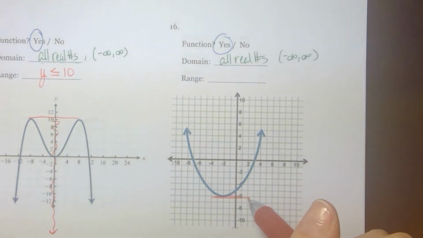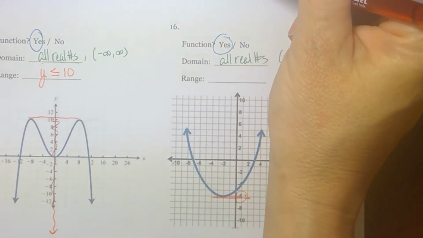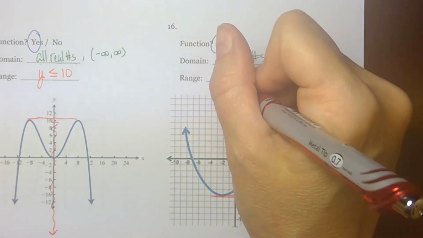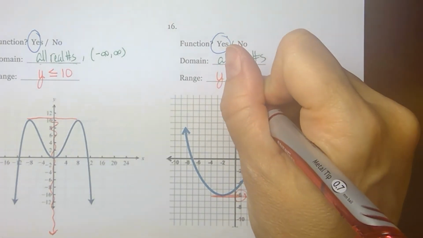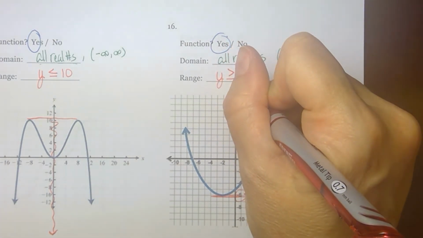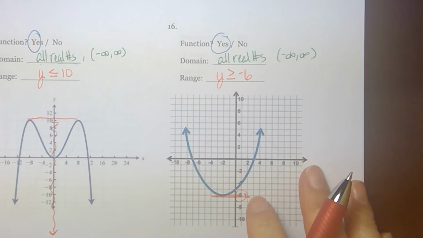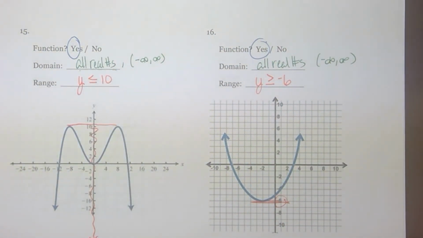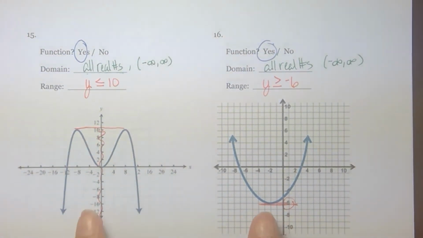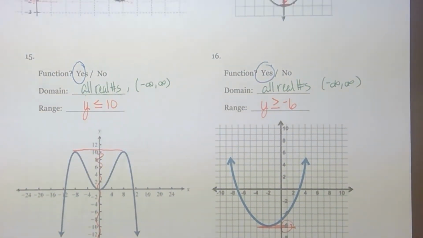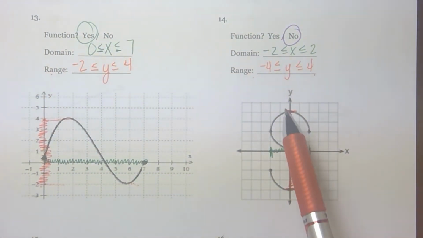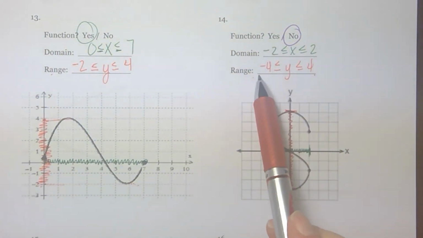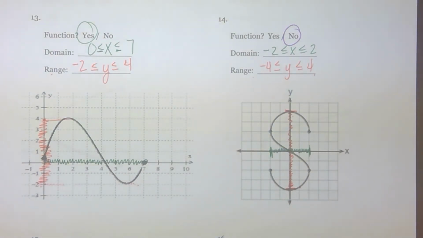The lowest possible value we have is -6, and then everything bigger than that, everything above that. So my range is going to include y values greater than or equal to -6. So pay attention to which inequality you need. If you have one boundary, then it's going to be either less than or greater than. If you have ends in both directions, an upper and a lower boundary, then you have a compound inequality.